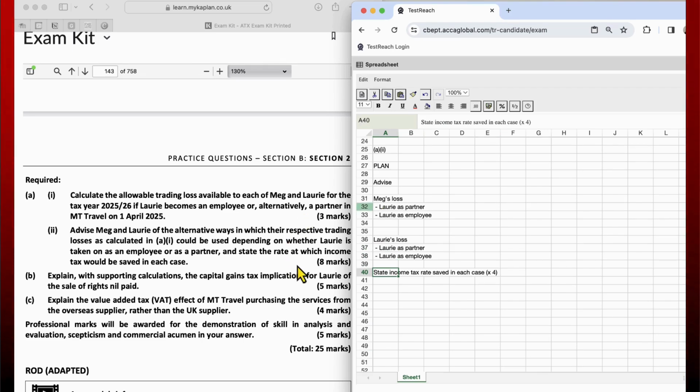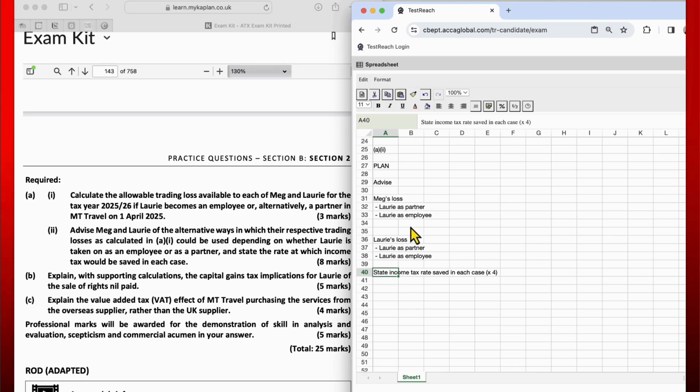And 8 marks then, I've got my structure. And okay, we don't know for sure what the marking scheme is going to look like, but you might think, well, I've got 4 possible scenarios here. What we do with Meg's loss when Laurie's a partner versus an employee, and what we do with Laurie's loss, Laurie's partner, Laurie's employee. So we've got 4 kind of scenarios we're working through. 8 marks, 2 marks each. Within that, we're going to get maybe half a mark for stating the income tax rate saved.